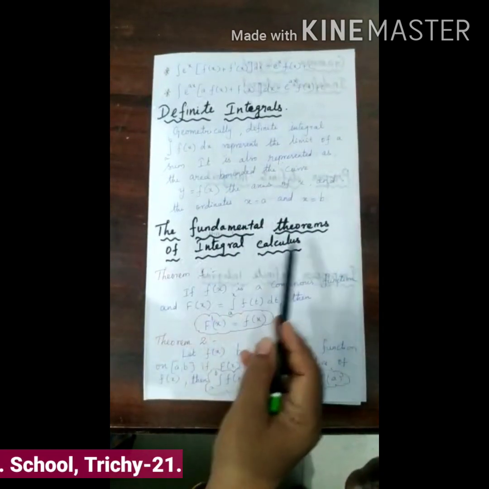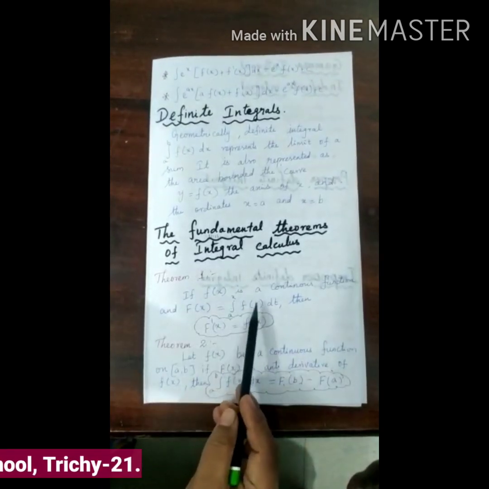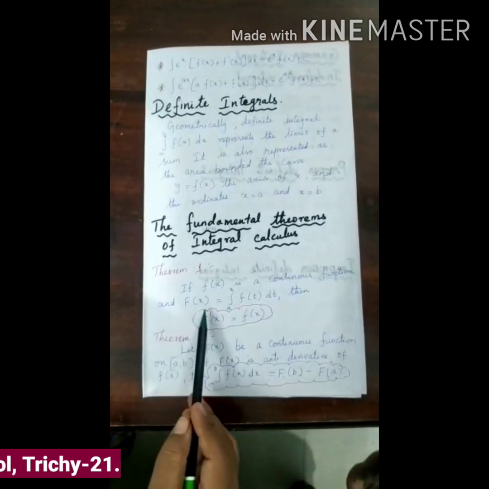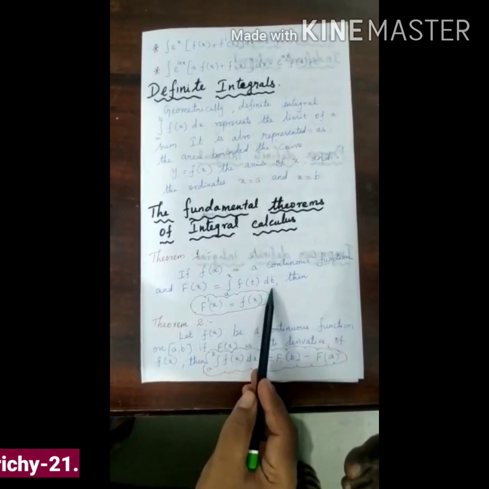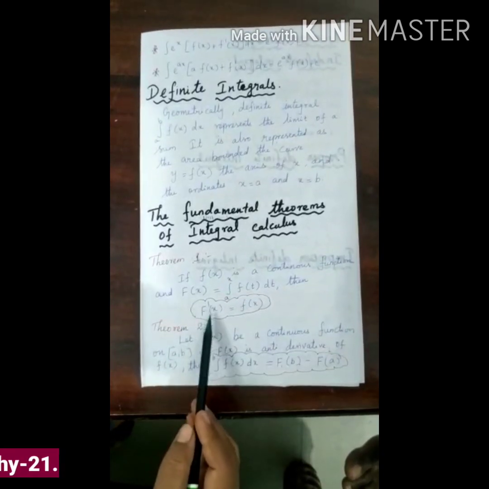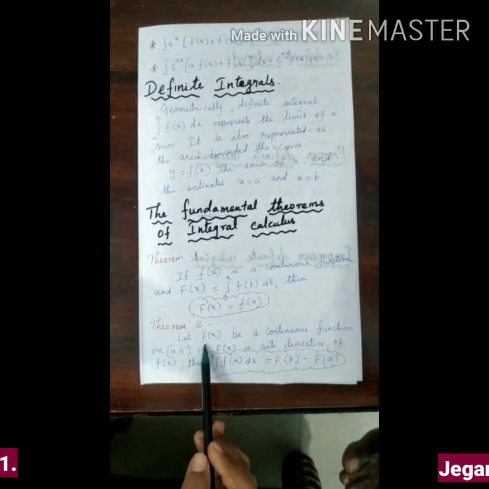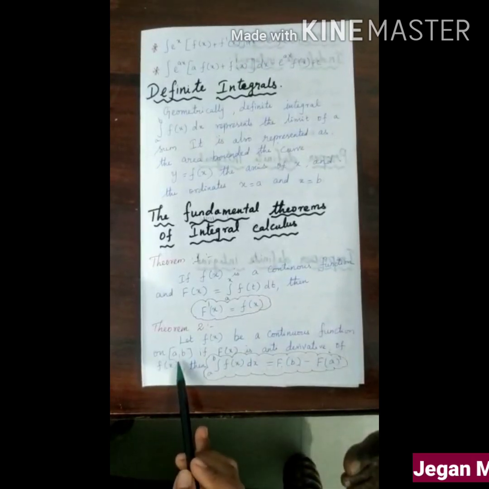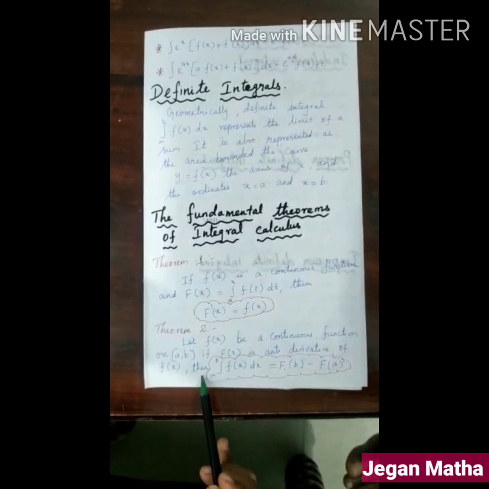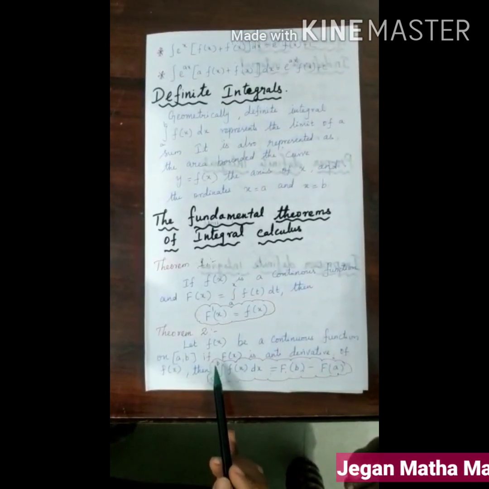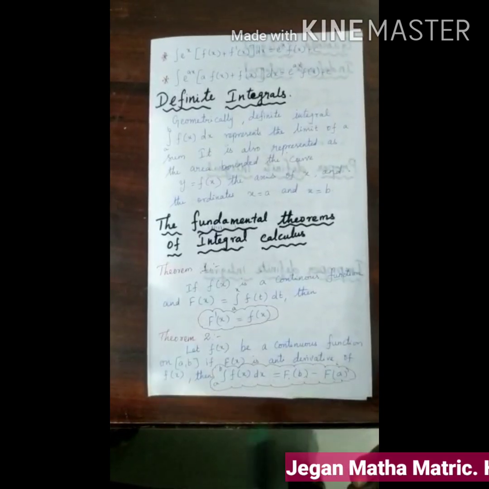The fundamental theorems of integral calculus. Theorem 1. If f of x is a continuous function and F of x is equal to integral of a to x f of t into dt, then F dash of x is equal to f of x. Theorem 2. Let f of x be a continuous function on a, b. If F of x is an antiderivative of f of x, then integral of a to b f of x dx is equal to F of b minus F of a.